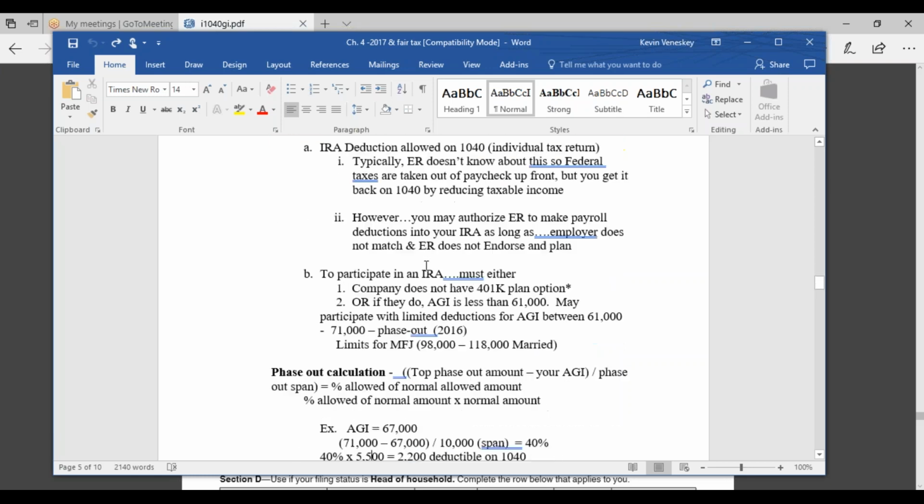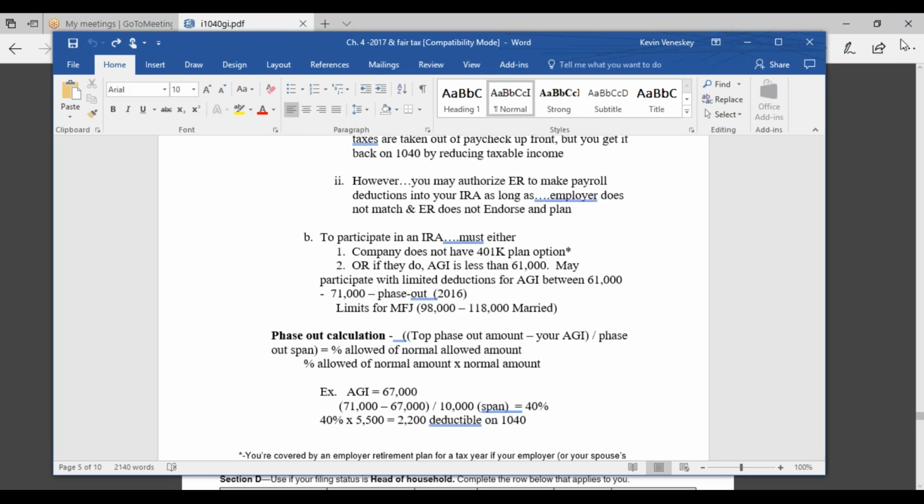Notice here in Part B, if you want to be in the IRA, not just anybody can. If the company does not have a 401k, then yes, you can have an IRA and there's no limits. If the company does have a retirement plan and they put money into it for you on your behalf, on box 13 of a W-2, there's going to be an X there in the retirement plan.